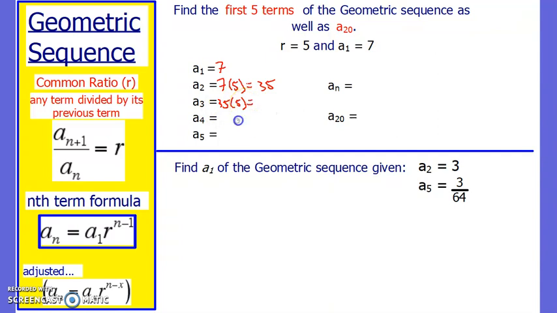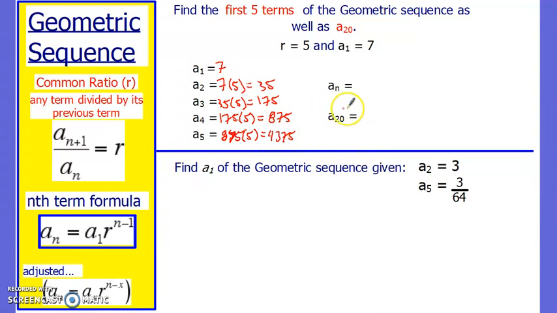So 35 times 5 would have been 175, I do believe. And now I'd want to take 175 times 5. And you'll notice very quickly that geometric sequences get very large very fast. So that just became 875. And now I want to take 875 times 5. And just by the fifth step, we're already at 4,375. That's a pretty big number.